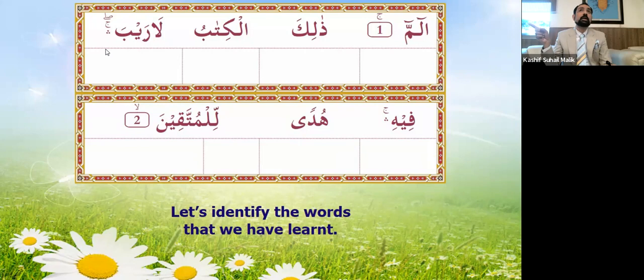Think again, please. Zalika, ulaika. Ulaika. And tilka, ulaika. Zalika, tilka. So that is for when we point to some object or something or someone. So zalika. Al-kitab. What is al-kitab in its construction?